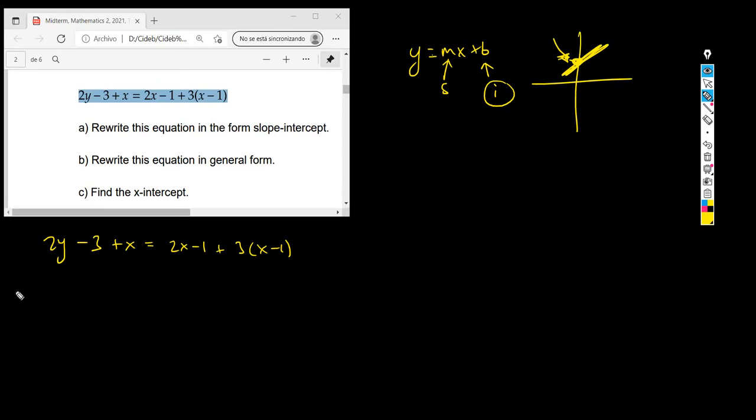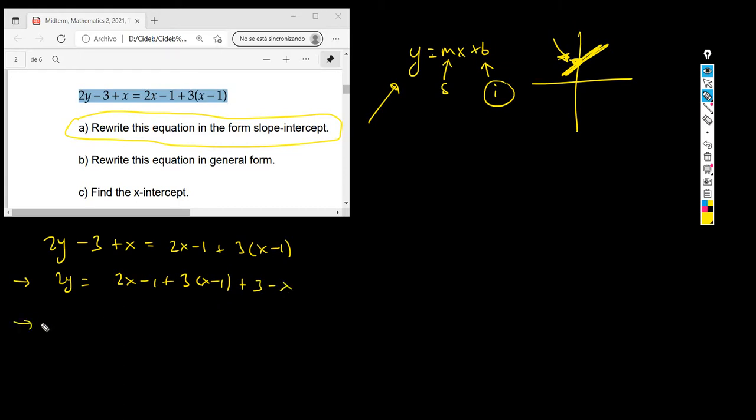This is pure algebra, so I'm not going to be explaining anything. Just follow the algebra. If you notice, we need to have the y on the left side and all the other stuff on the other side. So basically, it's the same as telling you isolate y. It's the same for practical purposes. So I'm going to bring everything to the other side. We have this. There you go. Let me clean this up a little bit.